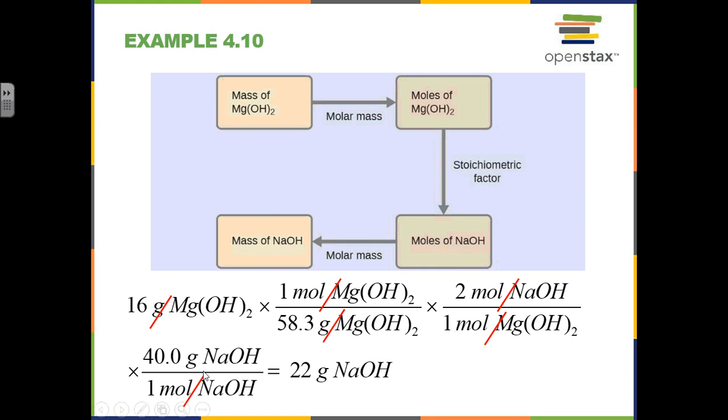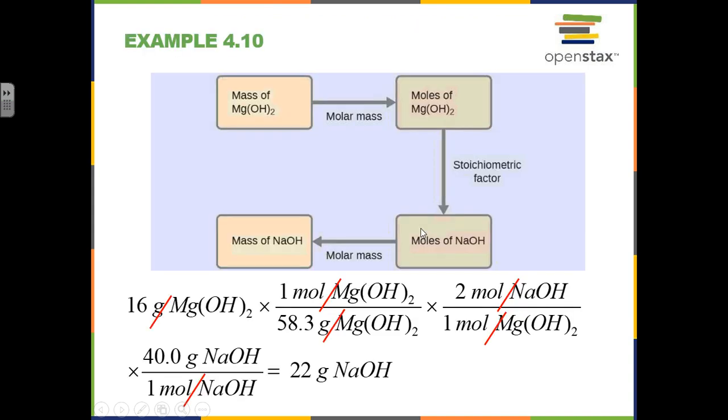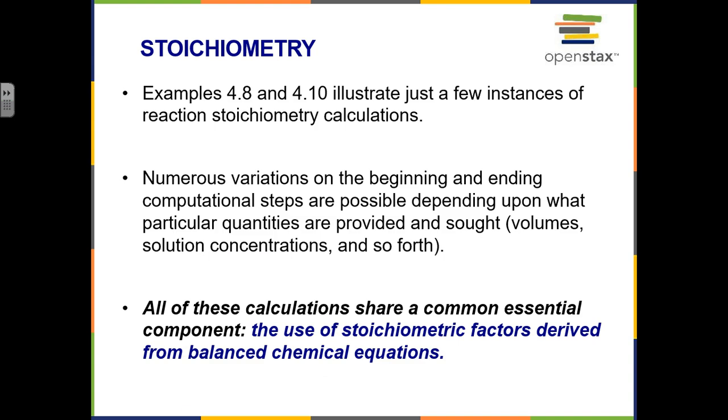The last thing they do is multiply by the molar mass of sodium hydroxide, which can be obtained by using the periodic table to add up. Sodium is 22.99, oxygen is 16 or 15.99, and hydrogen is 1.01, and that yields 40 grams per mole. So you multiply the 16, the 2, and the 40, and you divide that by your 58.3, 1, and 1, and you yield a value of 22 grams, which means that you need 22 grams of sodium hydroxide to yield 16 grams of magnesium hydroxide.